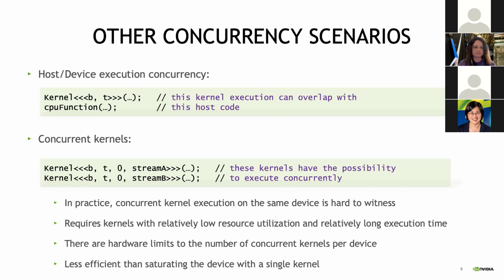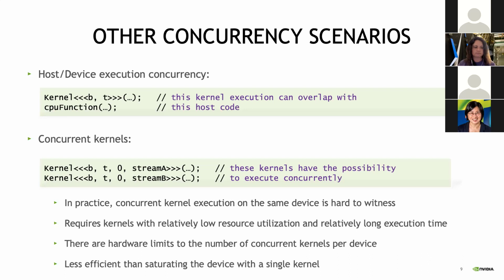It is worth noting that this is less efficient than saturating the device with a single kernel. So if I have two smaller kernels that have low resource utilization but a long execution time, and I schedule them on different streams and they execute concurrently, it's still less efficient than saturating the device with a single kernel. There's still kernel overhead, there's still overhead with respect to kernel launches. So if we can, we still want to use a single kernel. It's just that that's not always feasible depending upon our code base.